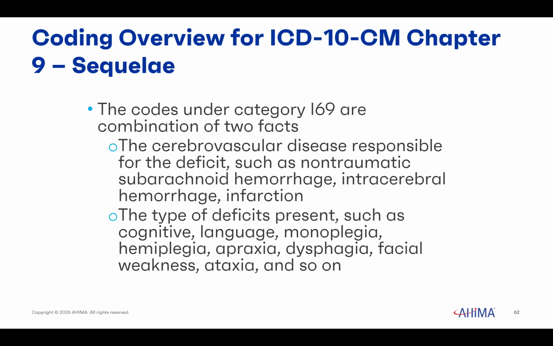And the codes under code category I-69 are a combination of two facts. One, the cerebral vascular disease that caused the deficit, such as a non-traumatic subarachnoid hemorrhage, intracerebral hemorrhage, the infarction, and so on. Secondly, the type of deficit, this could be cognitive, language, monoplegia, hemiplegia, dysphagia, facial weakness, ataxia, and others.